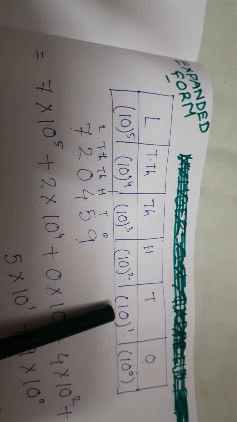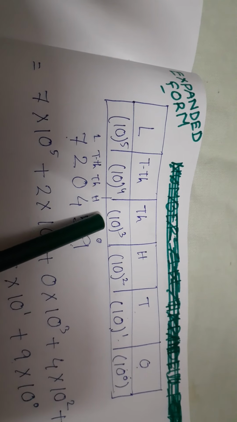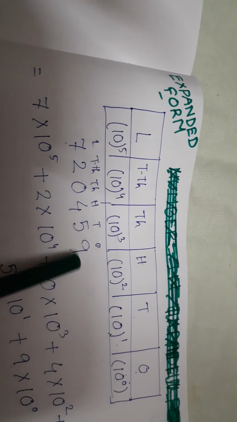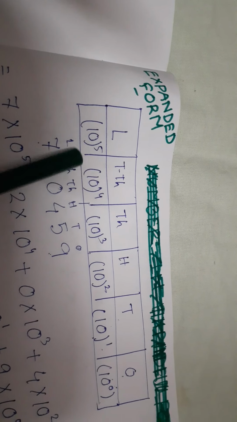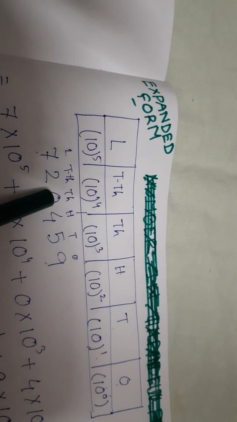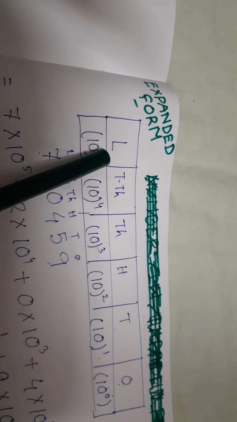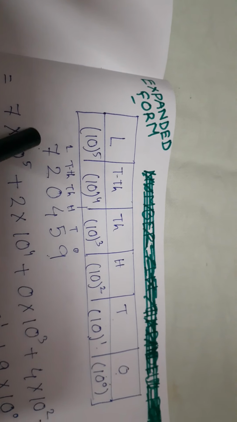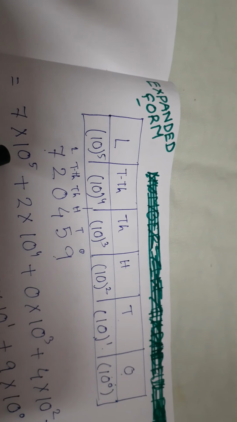Then 10 raised to the power 1, that is 10 only. 10 raised to the power 2, that is 100. Similarly 10 raised to the power 3, 10 raised to the power 4, 10 raised to the power 5. So here this is the given number 720459. I have already written in this form: ones, tens, hundreds, thousands, ten thousands, lakh. So 7 is coming under lakh. When some number comes under lakh, we have to multiply that number with 10 raised to the power 5. So we are multiplying this 7 into 10 to the power 5.